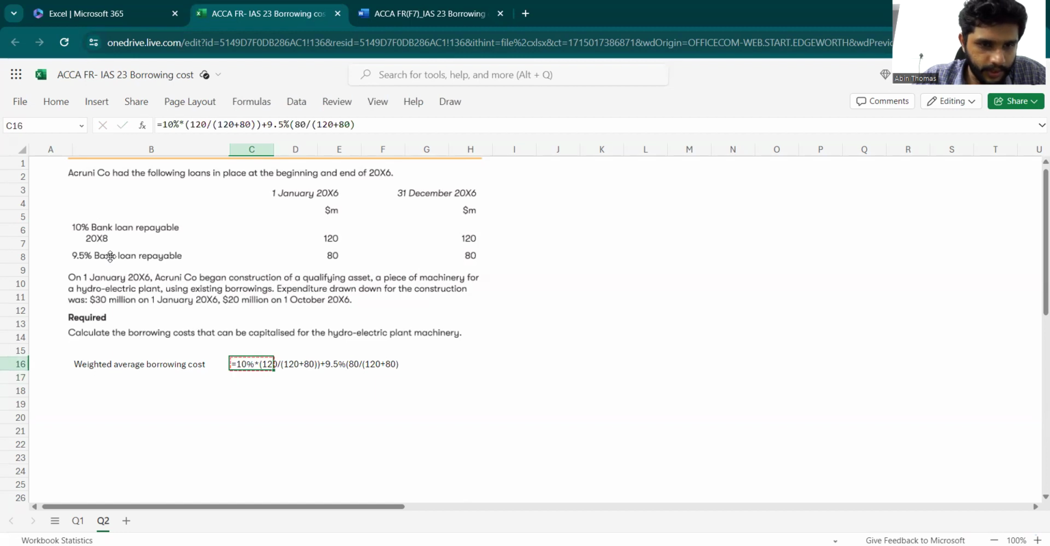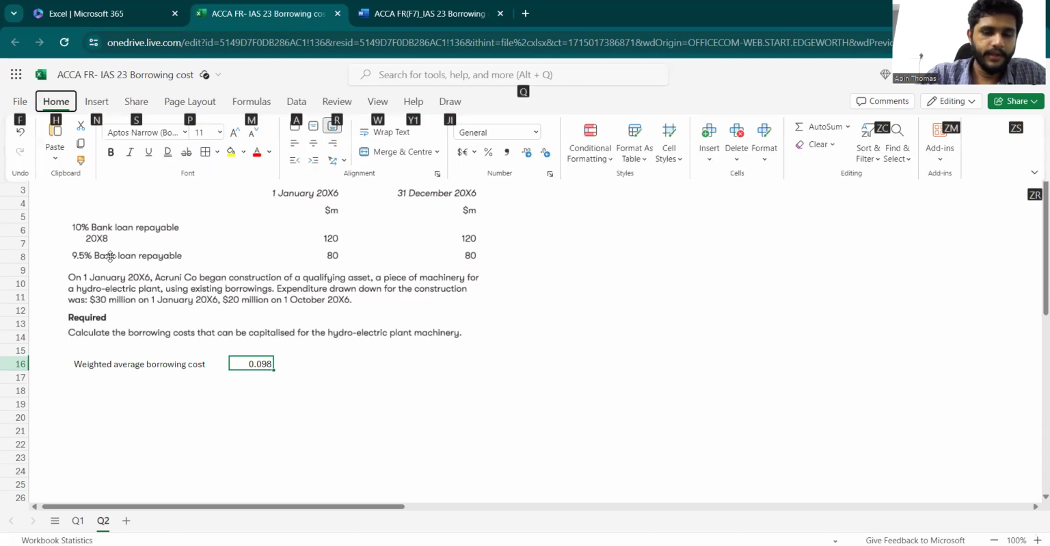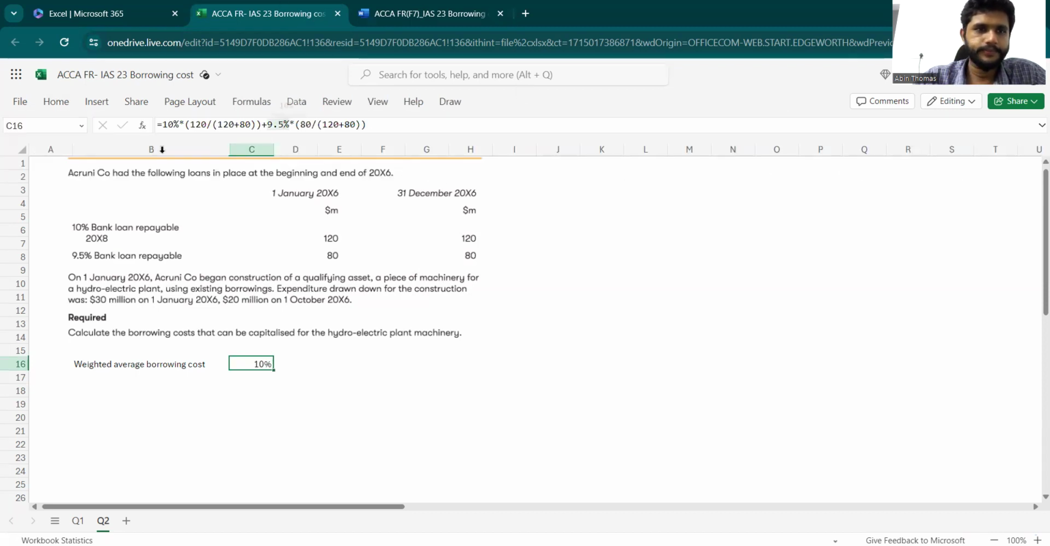So there is a formula error. Let's see what is the formula error here. See, we didn't use the multiplication here. So again, there's a formula error. What is the formula error? See, we don't use the bracket. See, we will have the percentage, that is 10% as our weighted average borrowing cost.